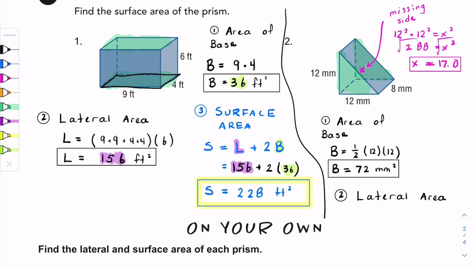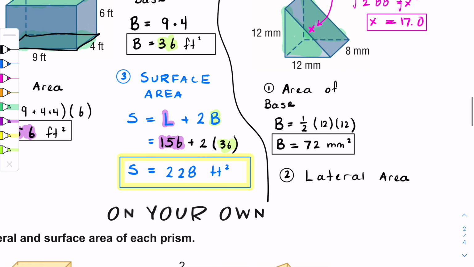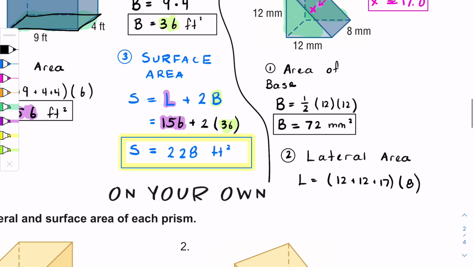Step 2 is to find the lateral area, and the lateral area is the area of all of the sides. In order to calculate the lateral area, we add the base perimeter. That gives us 12 plus 12 plus 17. And we multiply it by the height of the prism, which is 8. Add this together, and our lateral area is equal to 328 square millimeters.